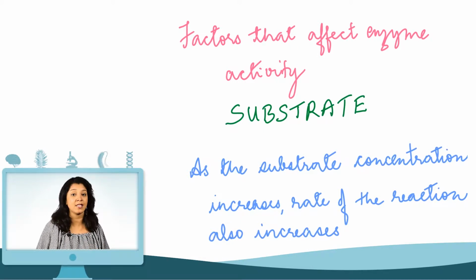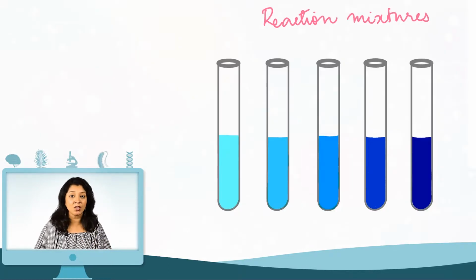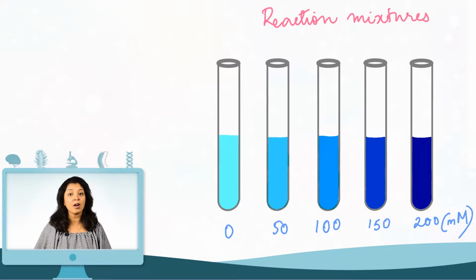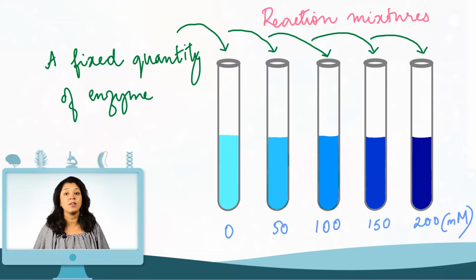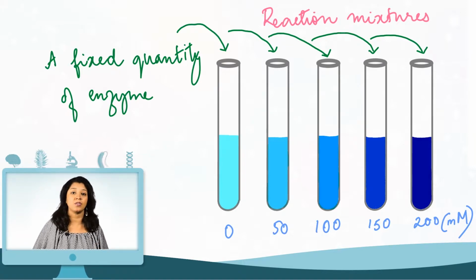So let me explain the experiment to you briefly. What we do is we take reaction mixtures that contain different concentrations of the substrate, like 0 millimolar, 50 millimolar, 100 millimolar, and so on. And to these reaction tubes, we add a fixed quantity of the enzyme, and then we allow the enzyme catalyzed reaction to occur. And after a short period of time, we determine the quantity of the product that is formed in each of these tubes. And from this, we can calculate the rate at which the product was formed.